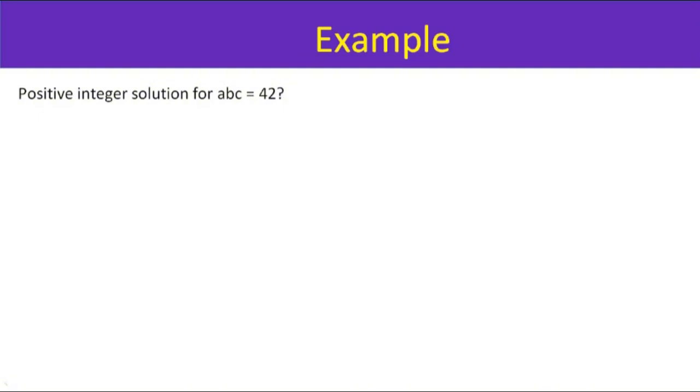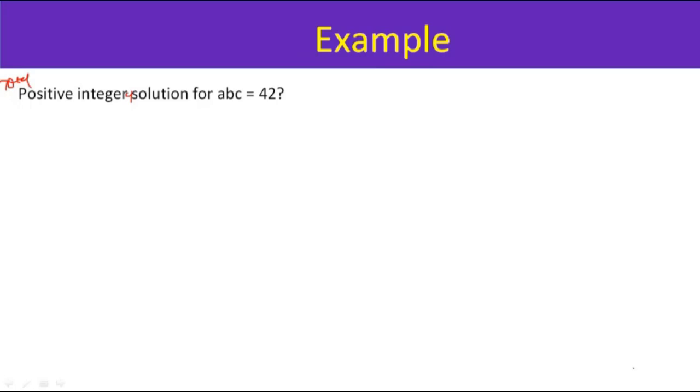Sorry, I am trying to ask you, find the total number of positive integral solutions for this. Number of ways. Also, by the way, 7, 3, 2 is not the only one, right? 1 is also a factor. 1 is also a positive integral solution for this. Cool. See, positive integral solutions for ABC equals 42.